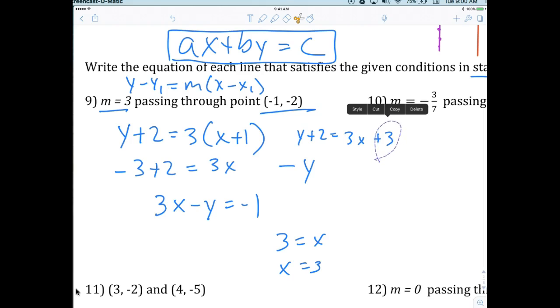I know, but when it says y plus 2 equals 3 times x plus 1, there's not 2 3, there's just... I distributed here, buddy. 3 times. Oh yeah, sorry. All right.